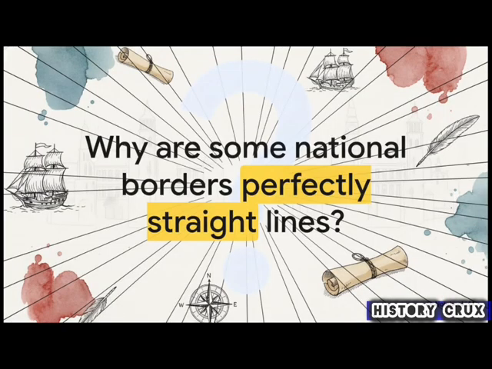Seriously, have you ever looked at a map and just wondered why some borders are perfect, ruler straight lines? They just cut right across mountains, rivers, everything. It looks so unnatural, right? Well, that's because they are unnatural. The reason isn't found in the landscape. It was decided in some conference room thousands of miles away. Those straight lines, they're basically historical scars, and they point us directly to the topic of colonialism.